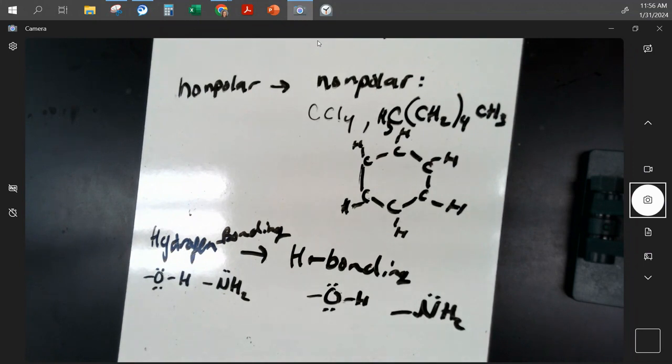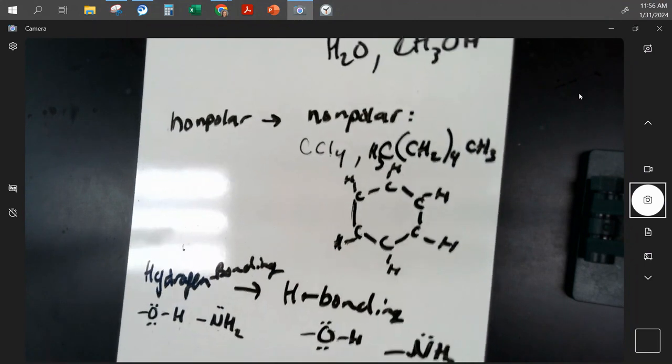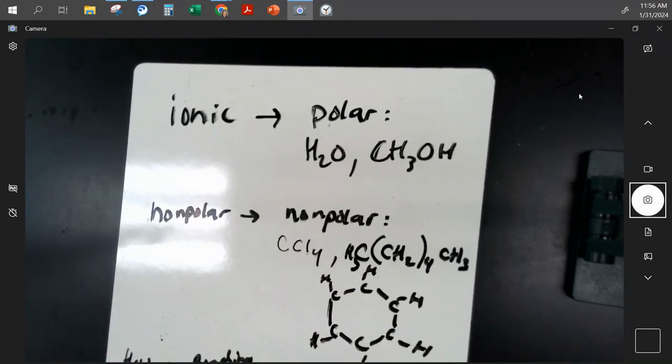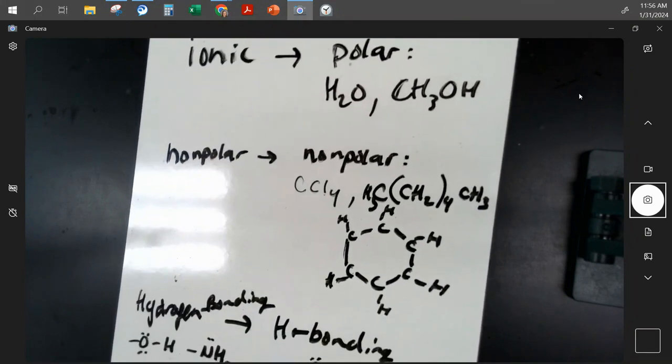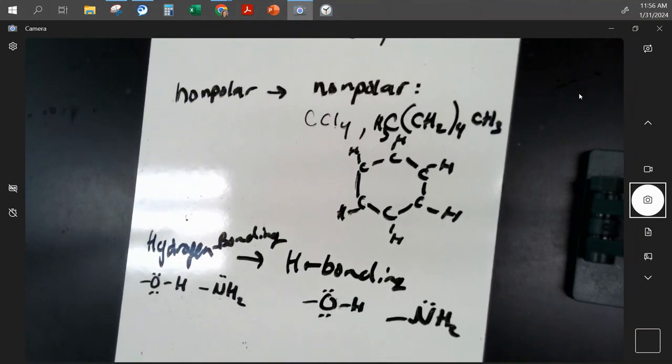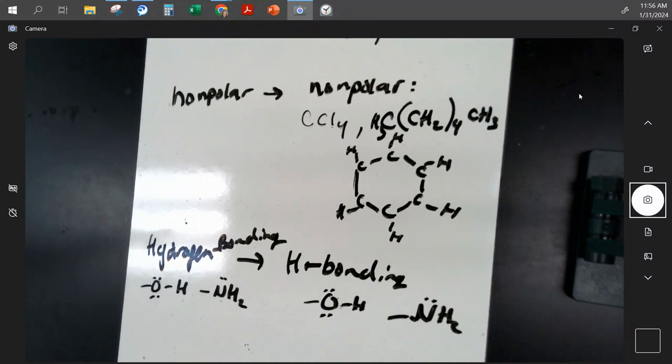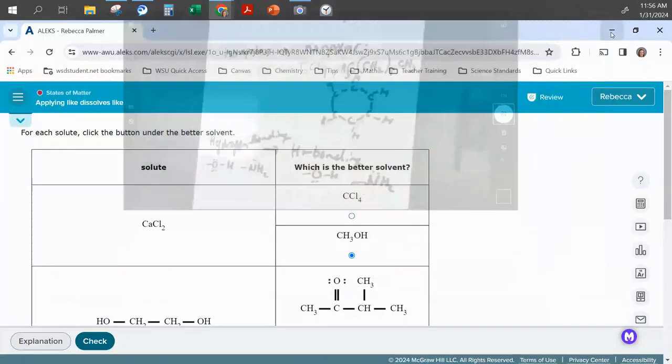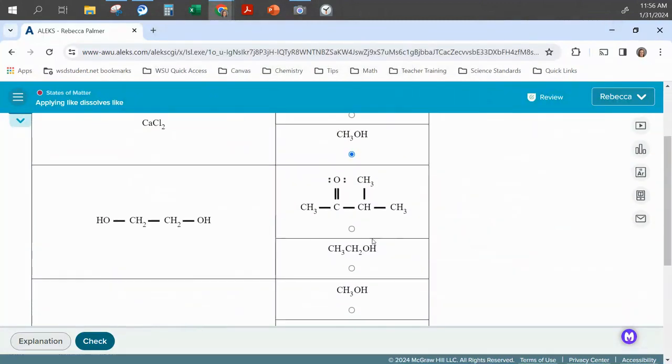Okay, we're good? So you said there's three types. There's polar, non-polar, and sorry, what was the third one? Hydrogen, ionic. Ionic dissolves in polar. Non-polar dissolves in non-polar. Hydrogen bonding dissolves in hydrogen bonding. And then otherwise, like dissolves like, and you're just trying to find the best one. Okay, so we did that one.